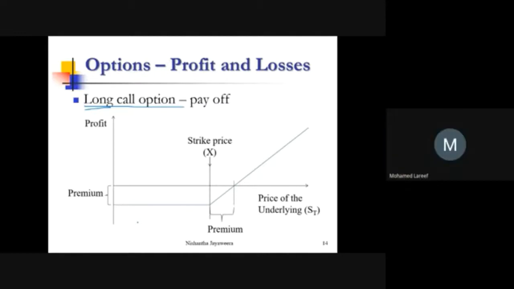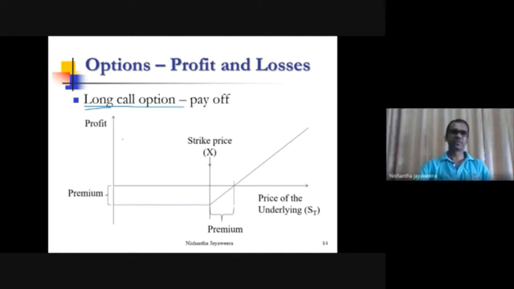So that would be the premium. That's equal to the premium. You can see in this graph, this is the profit diagram. So this is 0. This is minus figures. That's the maximum loss, which is equal to the premium. So the maximum loss for the call option buyer is the premium.